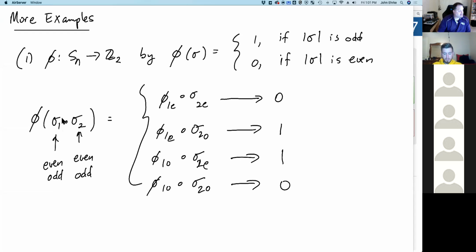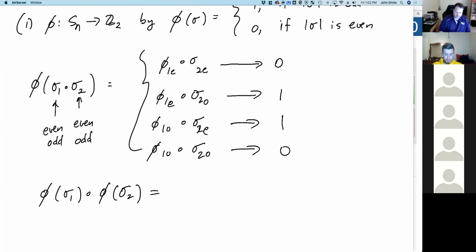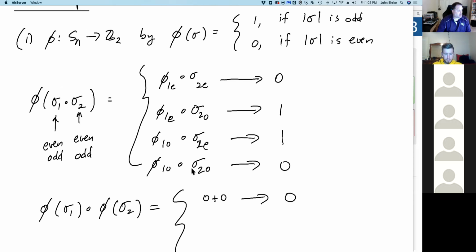So the question we have to ask is, in every case, is phi of sigma 1 sigma 2 equal to what we have there? So in the first case, you would have even, which is 0, times even, which is 0. This would give 0. Or actually, excuse me, it's plus. Remember, we're doing this mod 2, in Z2.